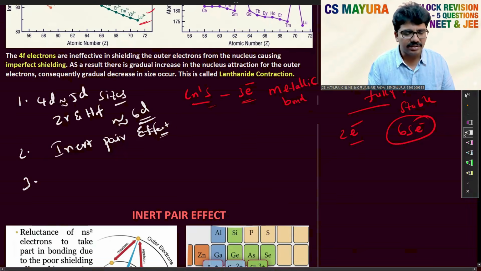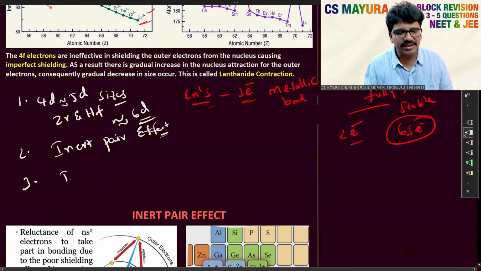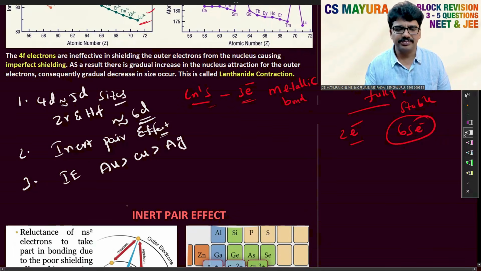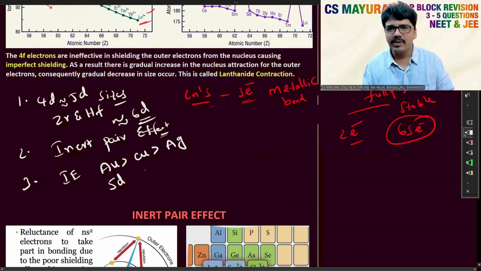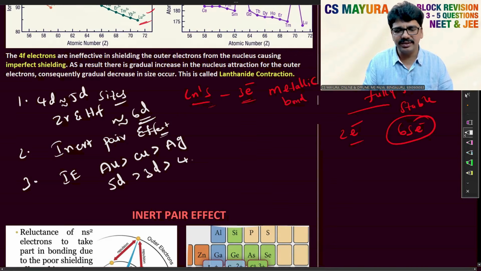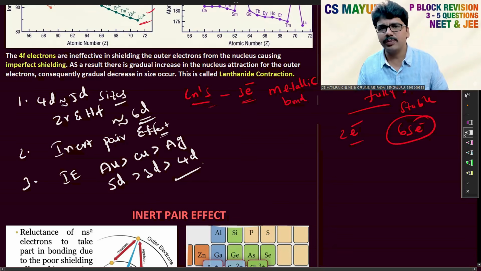And the third consequence is ionization enthalpy. Ionization enthalpy of gold is greater than copper and copper is greater than silver. I mean, the 5D series elements' ionization enthalpies are greater than 3D, and the 3D series ionization enthalpy is greater than 4D. Generally, what we expect is that it decreases down the group. But here, 5D series ionization enthalpy is greater than 3D, and 3D ionization enthalpy is greater than 4D.